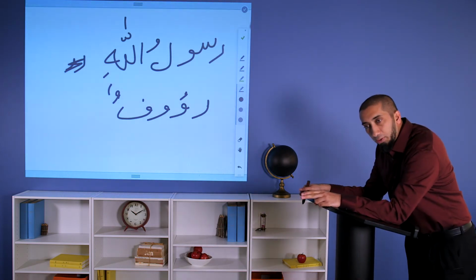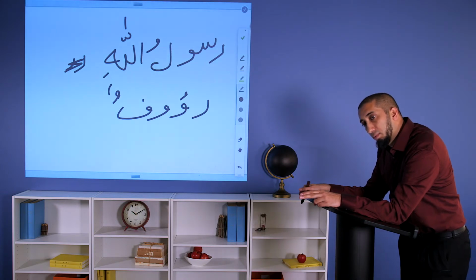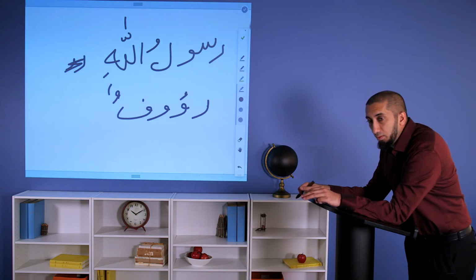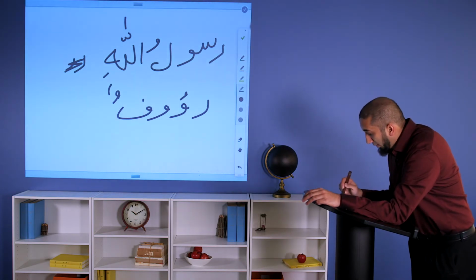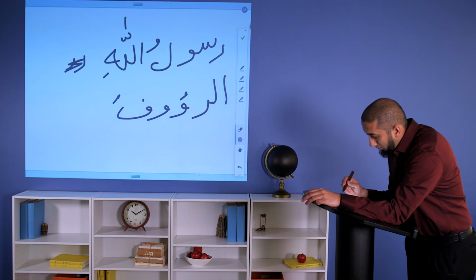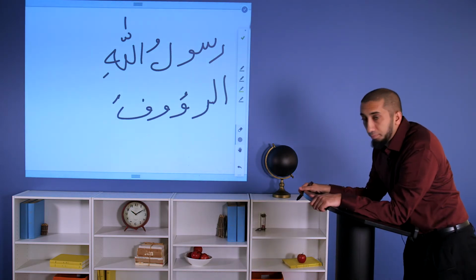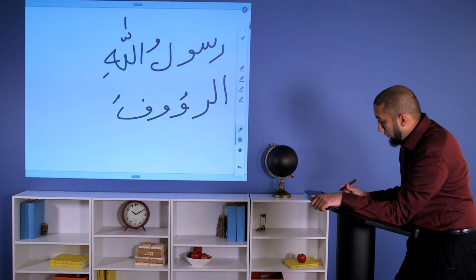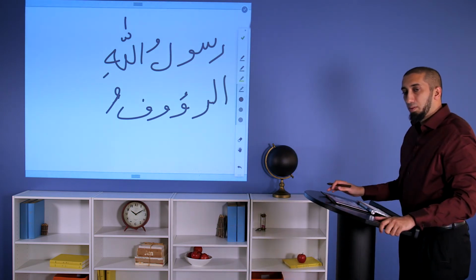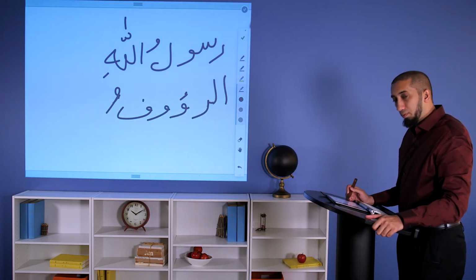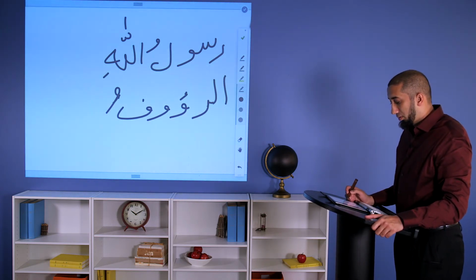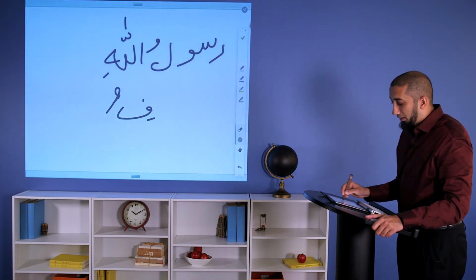Number. They're both singular, so that's okay. Gender. Both masculine. So that's okay too. What's the last property? Type. So you have to put an al on the Ra'uf. Why? Because there's no al on Rasul, but it's proper because the word Allah is proper. That's correct. So you would read this all together as what? Rasulullah Ra'ufu. Good. Okay. That's how you do the first one.